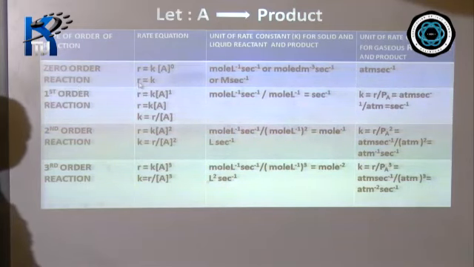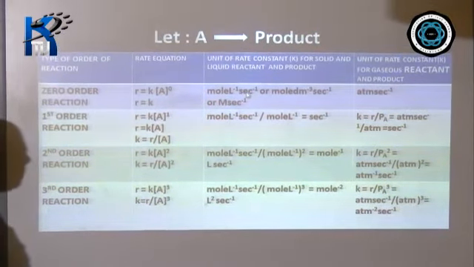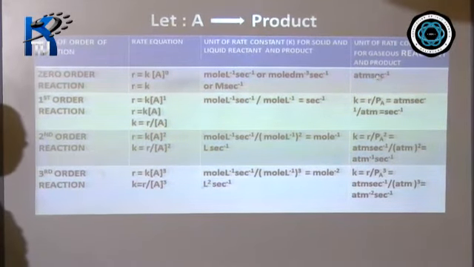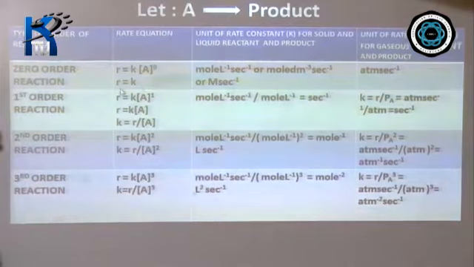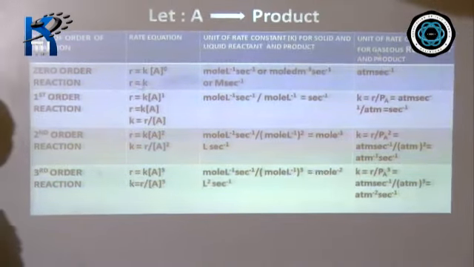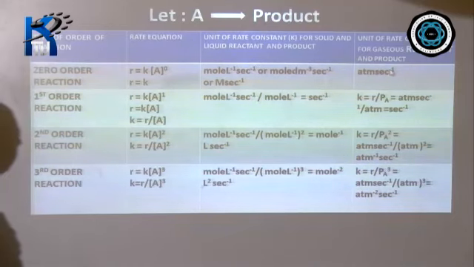As I said earlier, the unit of R for solid, liquid is mole liter inverse second inverse, or molarity decimeter cube inverse second inverse, or molarity second inverse. Actually these are all the units of R. But since R and K are equal here, the unit of K will also be the same. Similarly, the unit of R for gas is atmosphere second inverse, and since R and K are equal, the unit of K will also be the same, that is atmosphere second inverse for gas. So do remember, students, for a zero order reaction, the unit of R and K will be the same for solid, liquid as well as for gas.